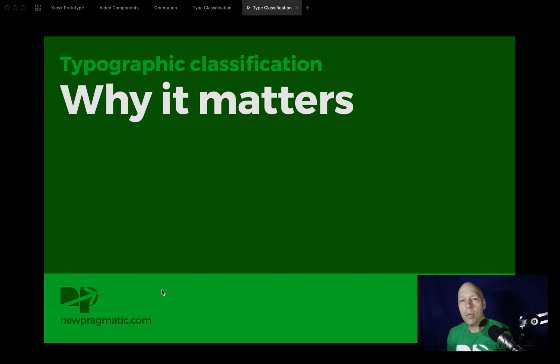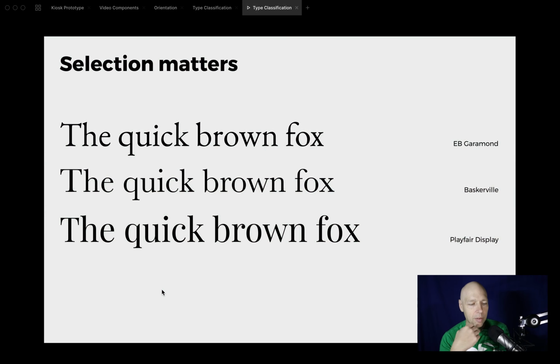So the big question here is, why does this matter? Well, why it matters comes down to where you use it. If we were utilizing one of these for a headline, you can see the difference very quickly between Garamond, Baskerville, and Playfair. Playfair has a taller x-height, which means the counters are more open. It draws more attention. It's more consistent. It definitely feels more like something that should be used at a large size.